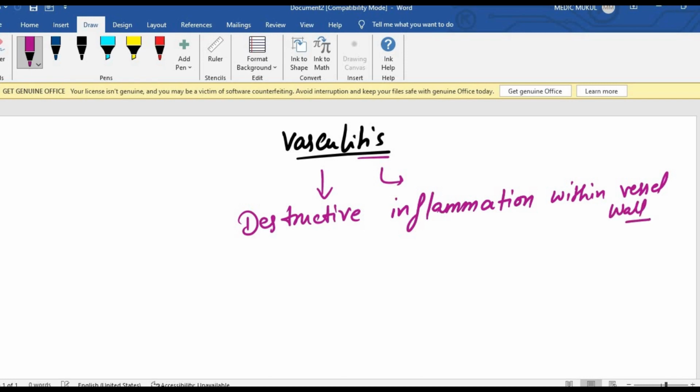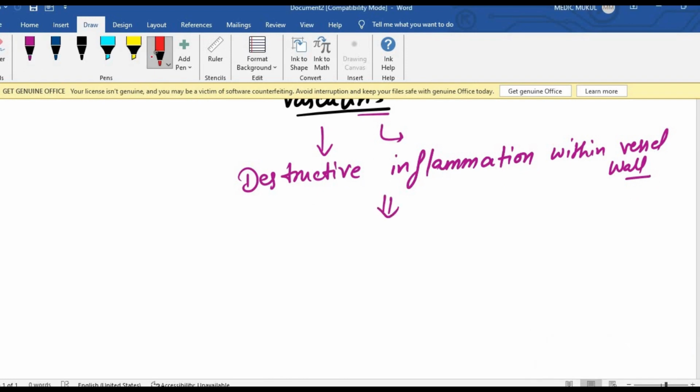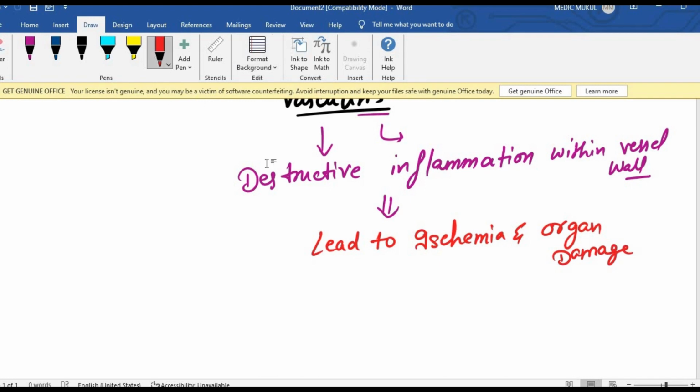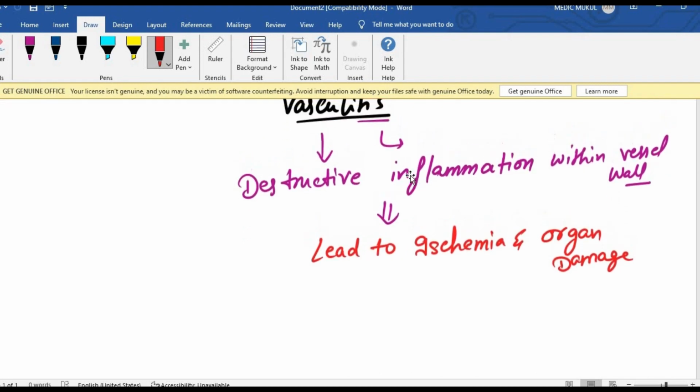Within the vessel wall, it is a destructive inflammation, and when there is destructive inflammation, it will lead to ischemia and organ damage. Remember this: there is no gold standard diagnostic test or diagnostic criteria for vasculitis. There is one more condition, which we call vasculopathy.